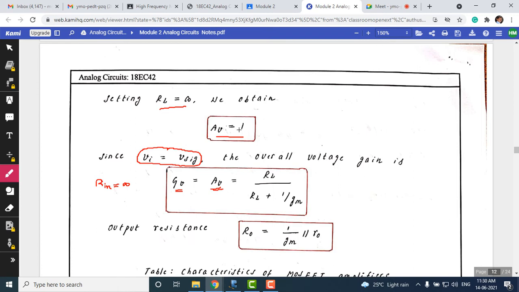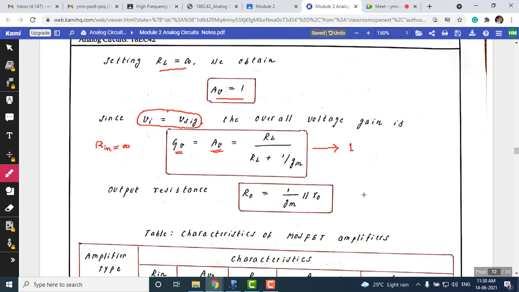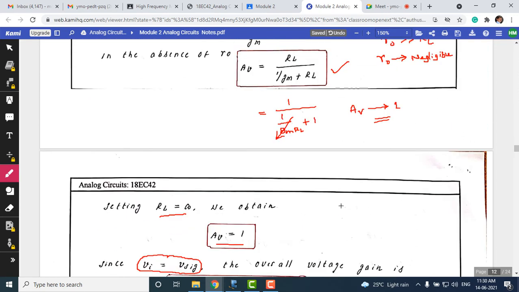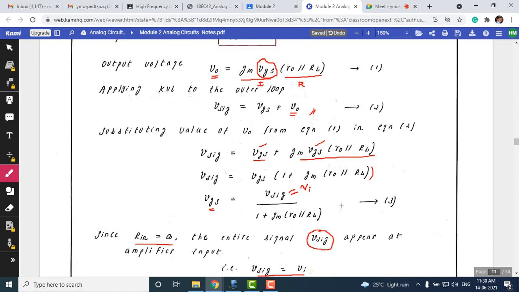Since AV becomes 1, this GV also will tend to 1. Unity will be, the overall gain also will be equal to unity. And let's look at the amplifier and find out what the output resistance is. Output resistance of the amplifier is 1 by Gm parallel with R naught. You can look at the circuit and write that equation.